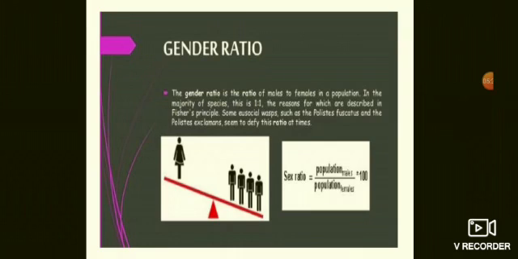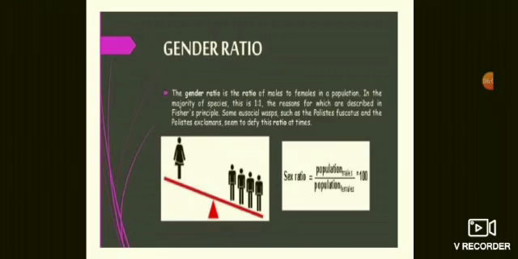Now the next characteristic of the population is called age distribution. The relative abundance of population of various age groups in a population is called age distribution of the population. There are three kinds of populations. One is the expanding population, that is a rapidly growing population. Second, the stationary or stable population. Third is the declining population.